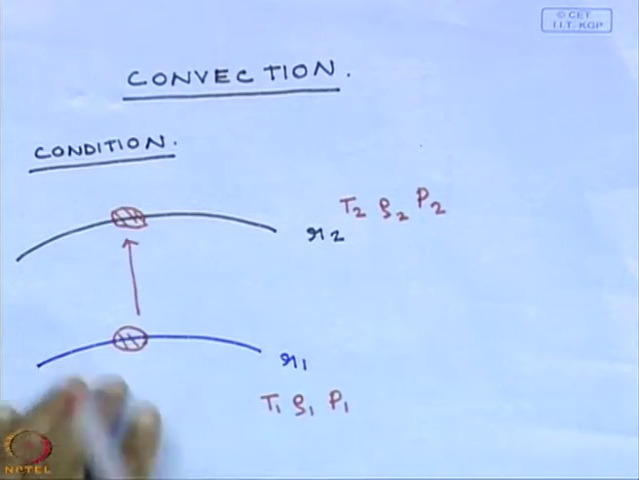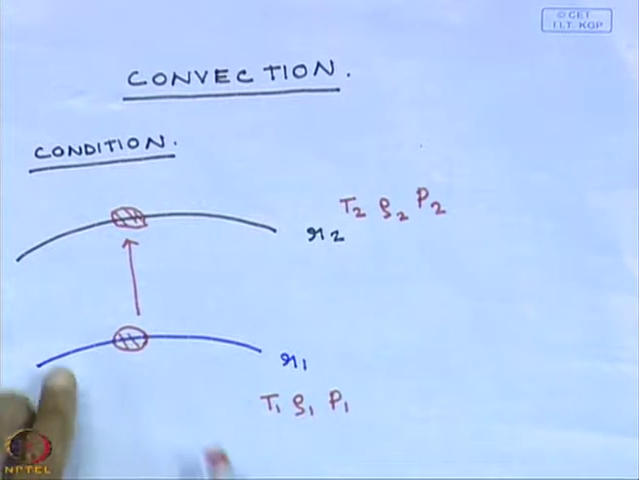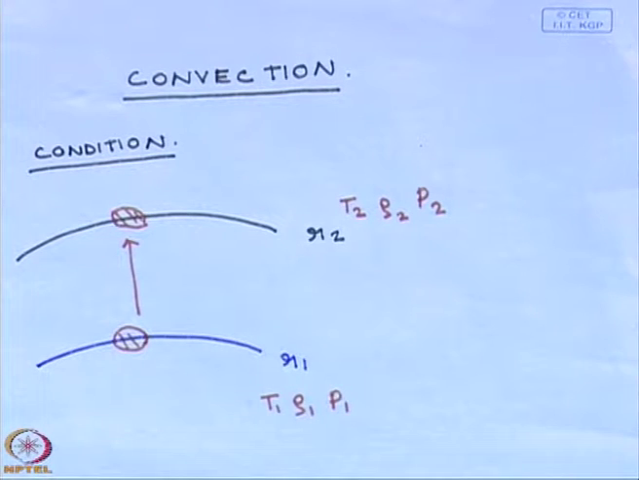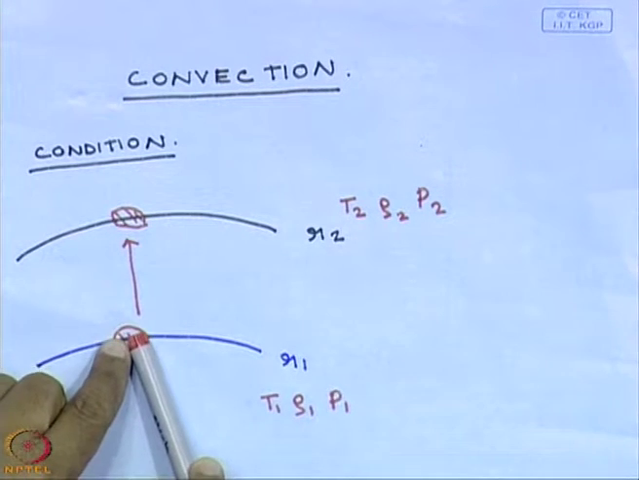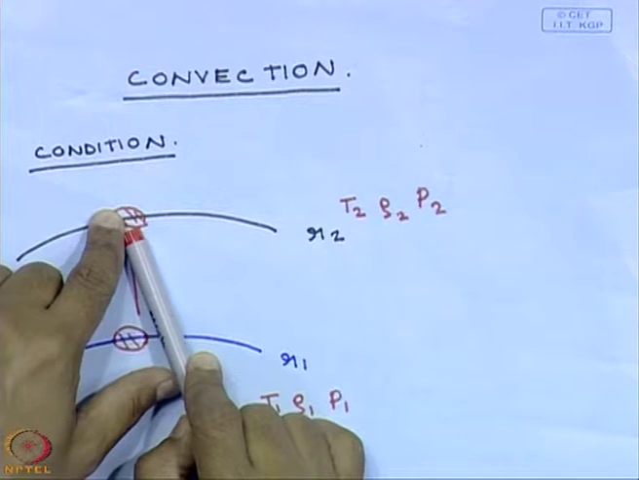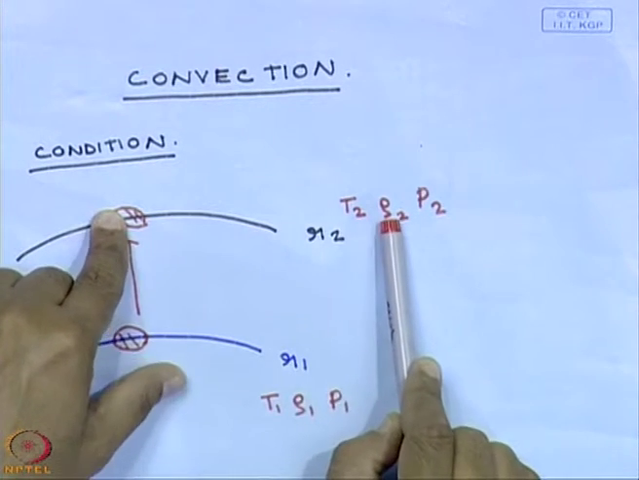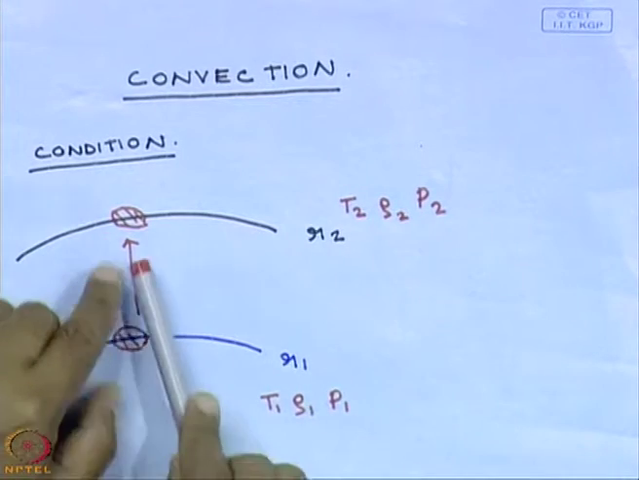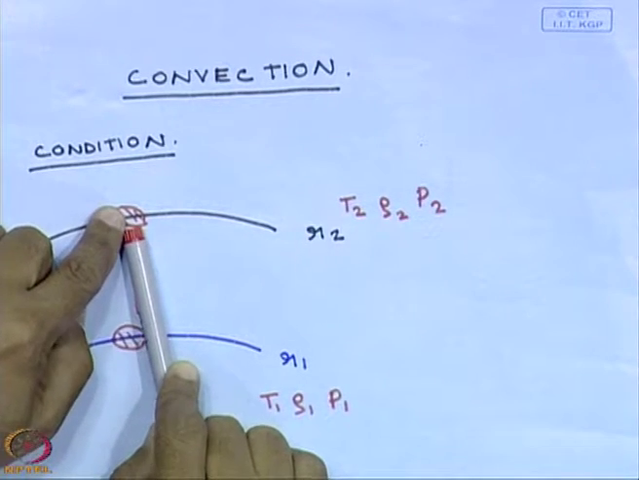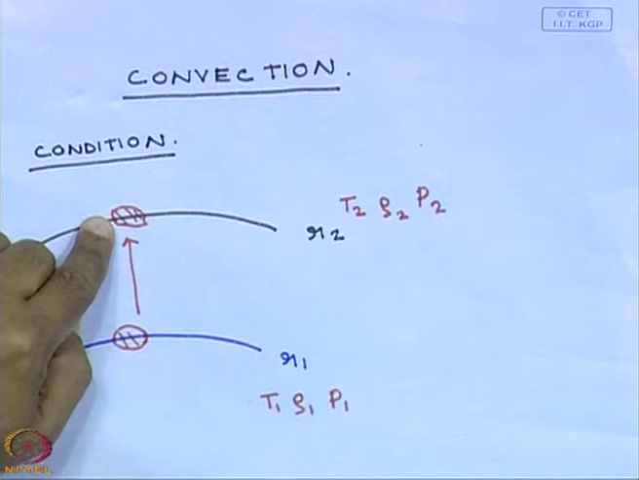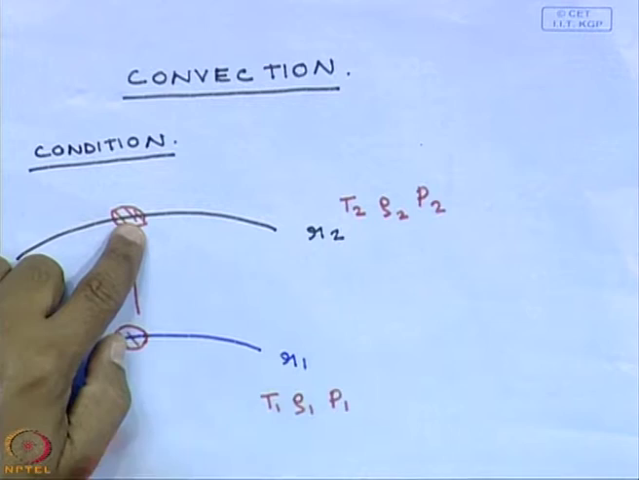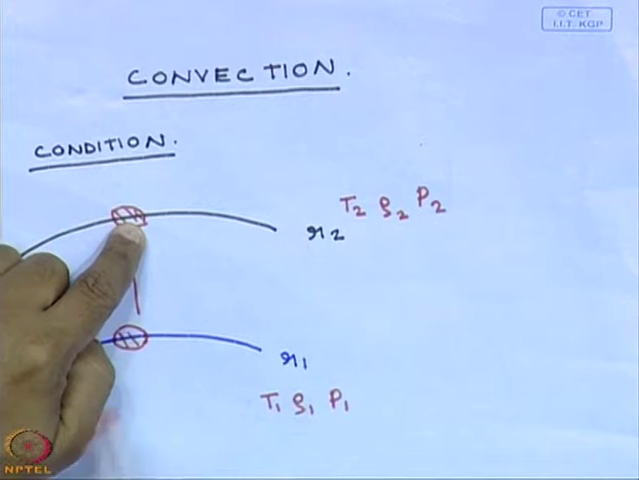Now, when the bubble moves up, we will assume that it is in mechanical equilibrium with the surrounding. So, when it comes here, it now experiences the pressure P2. It was earlier experiencing the pressure P1. It is now in a surrounding which has a different pressure P2, and the temperature also is lower than where it was earlier.